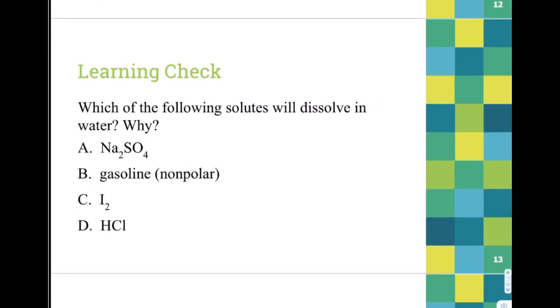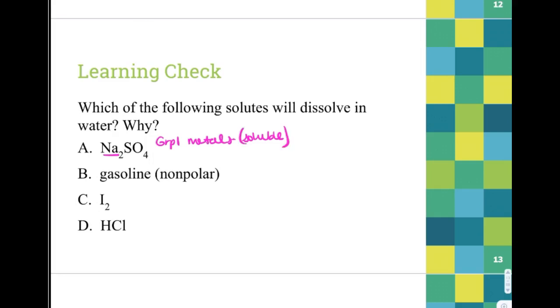Another quick learning check. Which will dissolve in water? Will sodium sulfate dissolve in water? So check your periodic table. We'll see that's all sodium. This is the group 1 metals, and they are soluble. And so you can say, yes, that will dissolve in water because your periodic table says it's soluble in water. So that's how you can use that.